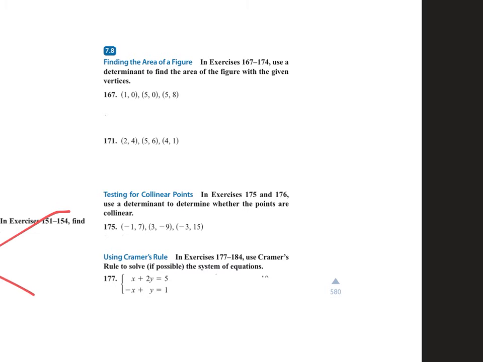Section R, 167. This area was 16 square units. 171. This area is 13 over 2, which will be 6.5 if you're typing this in, and those questions will get typed in.